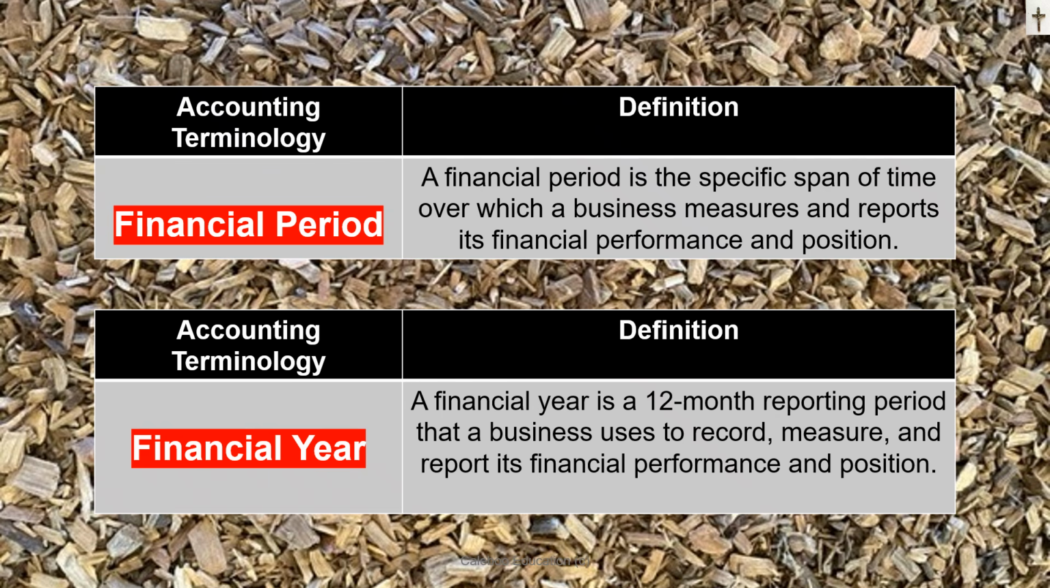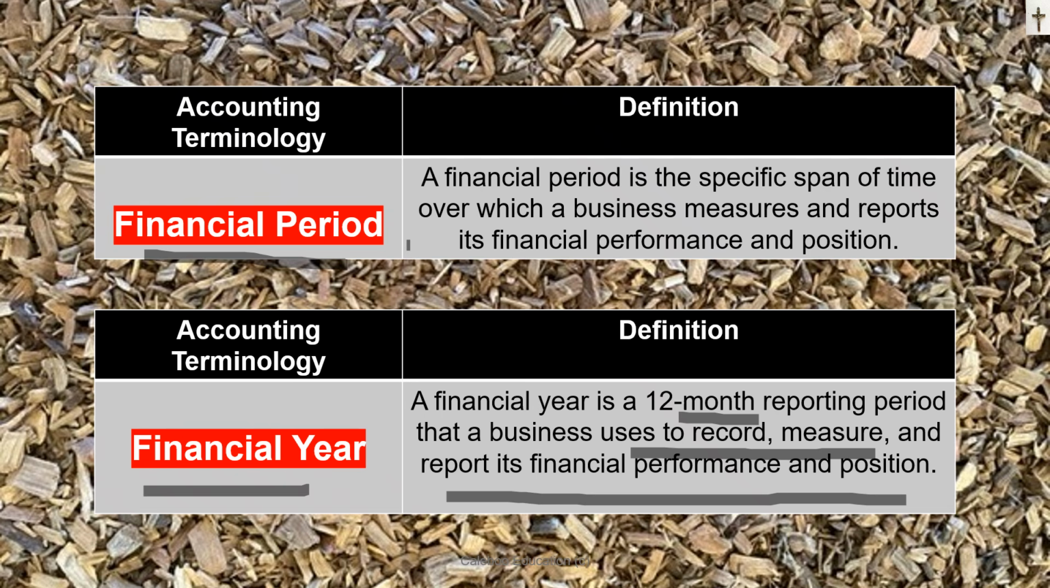Right, I'm going to make this the last slide. Well, this will be the last topic, the financial period. Right, a financial period, a financial year, is the 12 months that we are reporting for, the current period. I have mentioned current before, so it's 12 months in a row. A 12-month reporting period that the business uses to record, measure, and report its financial performance and position. A financial period is a specific span of time over which a business measures and reports its performance.